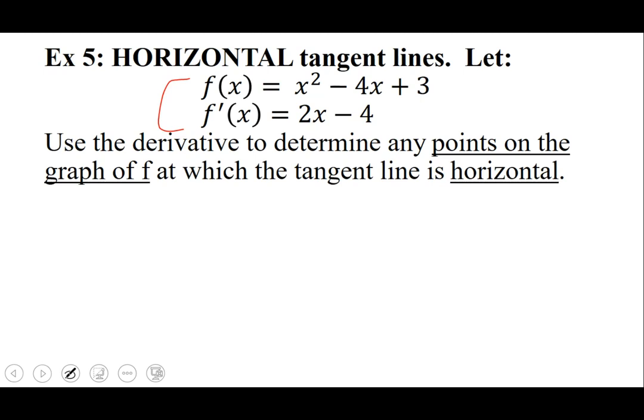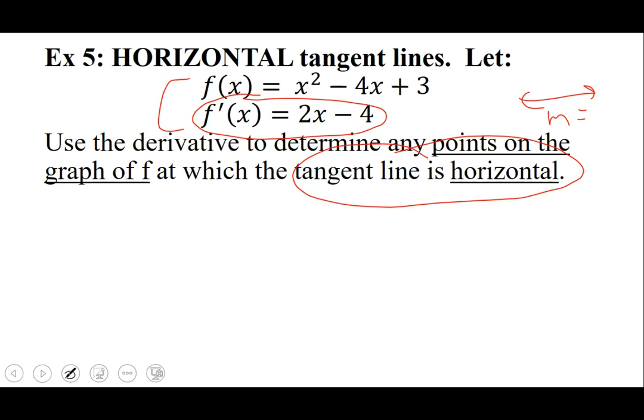If the question says, use the derivative to determine any point on the graph of f at which the tangent line is horizontal, there's a couple of things you have to realize here. Remember that the whole point of the derivative is that it tells you the slope of the tangent line at any particular location. If you are specifically talking about a horizontal tangent line, you have to remember that the slope of any horizontal tangent line is, of course, what? A 0. So if you want to use the derivative to find the places where the tangent line slope is equal to 0, that basically means you want to solve where the derivative is equal to 0.